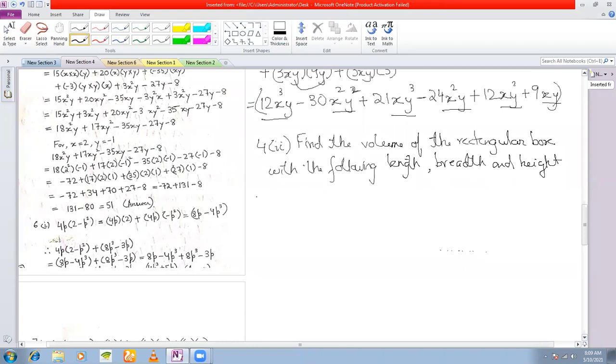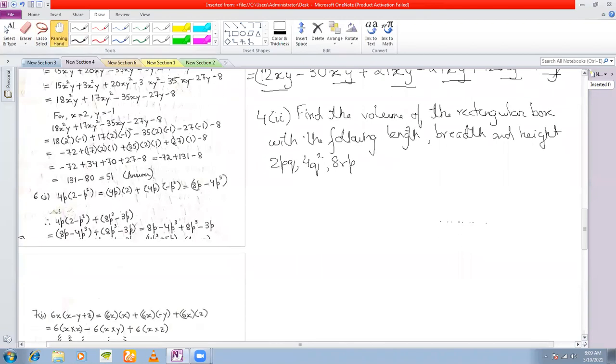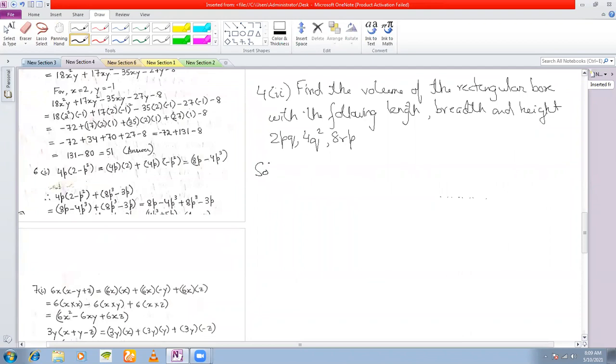Cuboid is a rectangular box. And what does a cuboid look like? We'll draw a cuboid and see what the question means. A rectangular box is a cuboid. Let's see how to get a cuboid here.